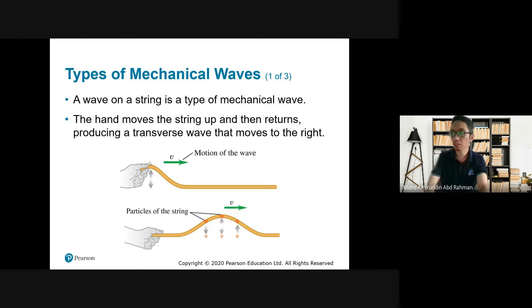For example, we have a wave on a string. This is called a mechanical wave. We move our hand up and down while holding a string. We see that the string will move in the wave direction.